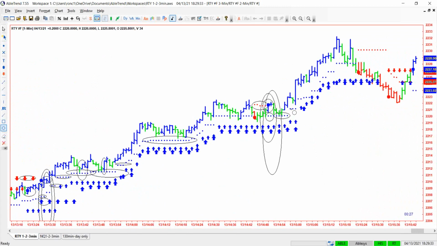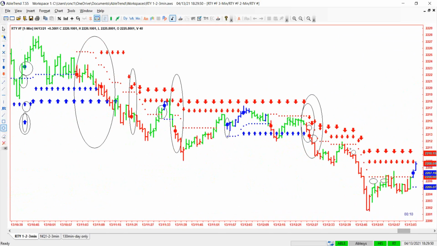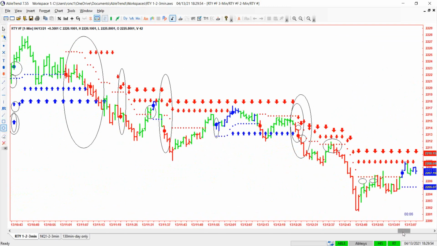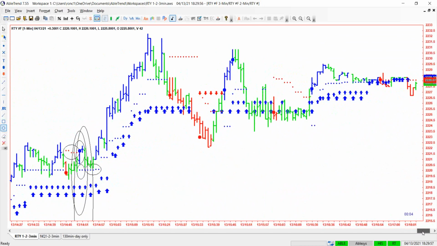Hits the blue dots, bounces off it and goes up. It's just amazing how many times it'll come back down to the blue dot, bounce off it and go back up. And also those are great places to get in if you missed the beginning of the trade. On the pullbacks, back to the blue dots. The same way when we're going short, if you missed the beginning, you get in at the pullbacks back to the red dot, like right there.